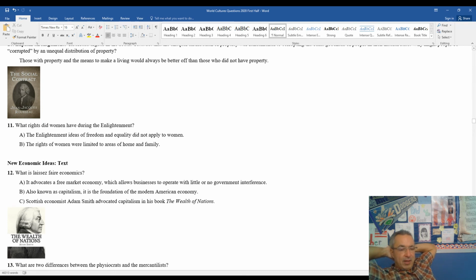(12) What is laissez-faire economics? Well, first of all, laissez-faire, you should know, is a French term for hands-off. When you look at laissez-faire, it's really the idea that the government should not interfere in anything within society, kind of take a step back. So it advocates basically what we have today in our own country, a capitalistic or free market economy, which allows businesses to operate with little or no government interference. Alternatively known as capitalism, it is the foundation of our modern American economy. Scottish economist Adam Smith advocated these basic principles in his book entitled The Wealth of Nations.